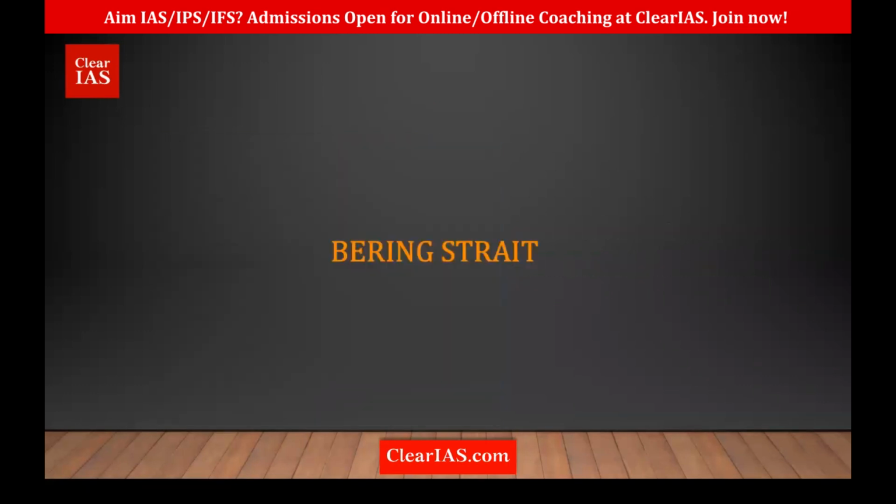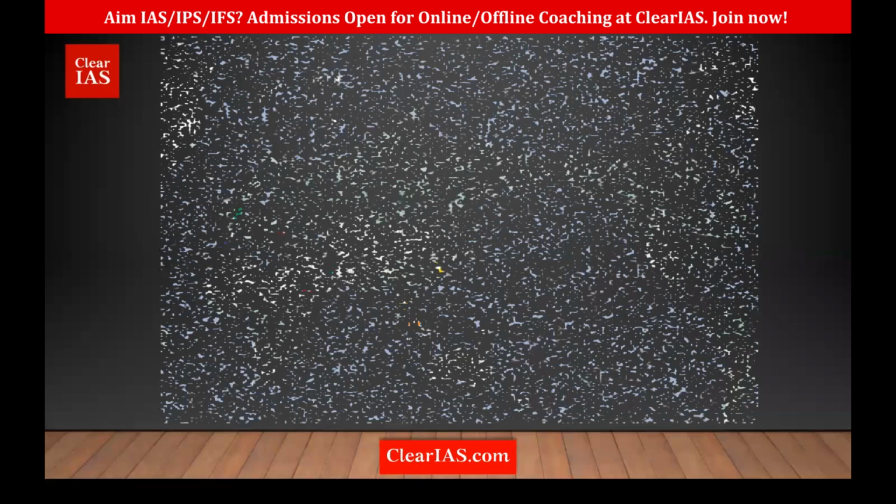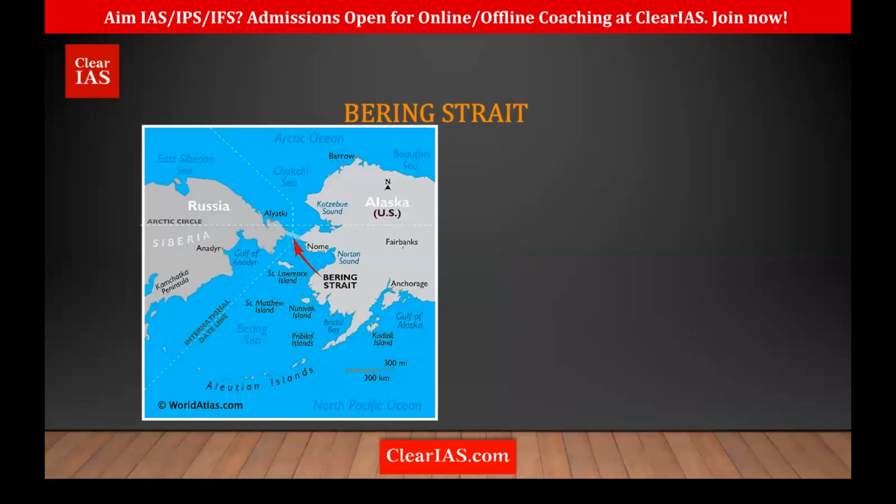Okay. The next important one is the Bering Strait. It is the only strait between who? The narrowest place between the Asian continent and the North American continent. This strait divides Russia and the US, the Alaska part of the US, and the international date line passes through this. It also connects the Pacific Ocean and the Arctic Ocean.